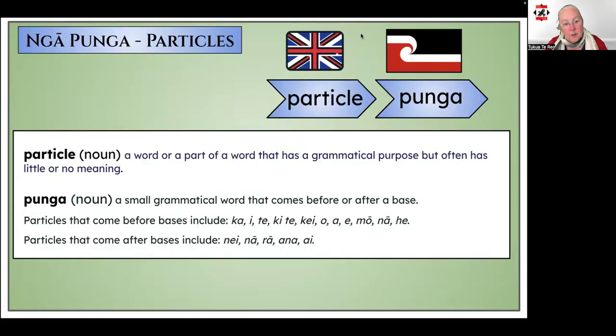In our first video about ngā punga, we looked at e and ki. In this video, we'll be using the particles nei, nā and rā to help us understand Pūhea and how they work.